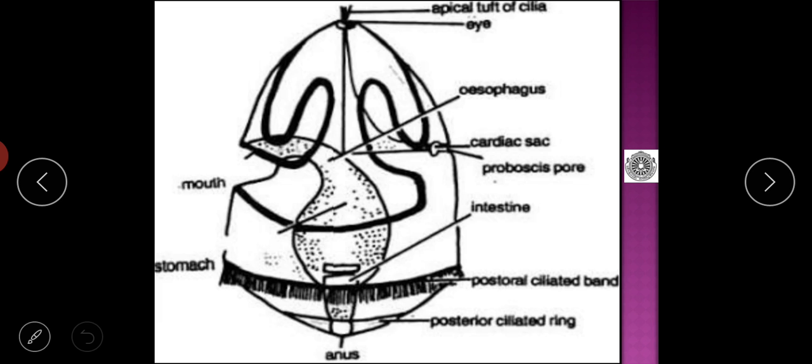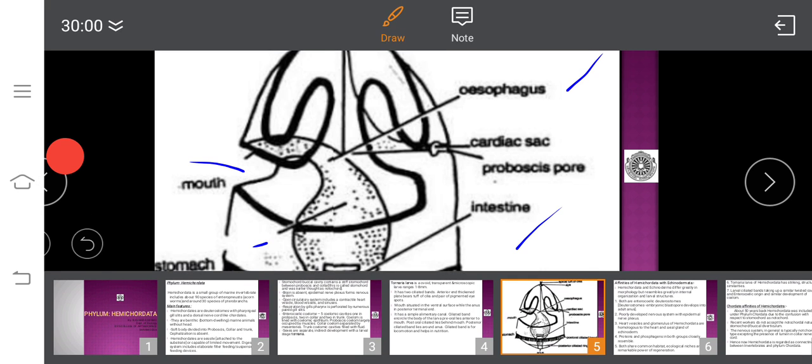So this is the image or the diagram of that larva, what is called the tornaria larva. As I already briefed you, the body of this tornaria larva has an apical tuft of cilia, that is a bunch of cilia at the tip, consisting of an eye-like structure, and eye spots will be there. You can see the presence of the mouth here, and the mouth leads to the esophagus, the esophagus leads to the stomach, the stomach leads to the intestine, and the intestine leads to the further continuation of the digestive system or alimentary canal, which opens to the exterior through the anus.